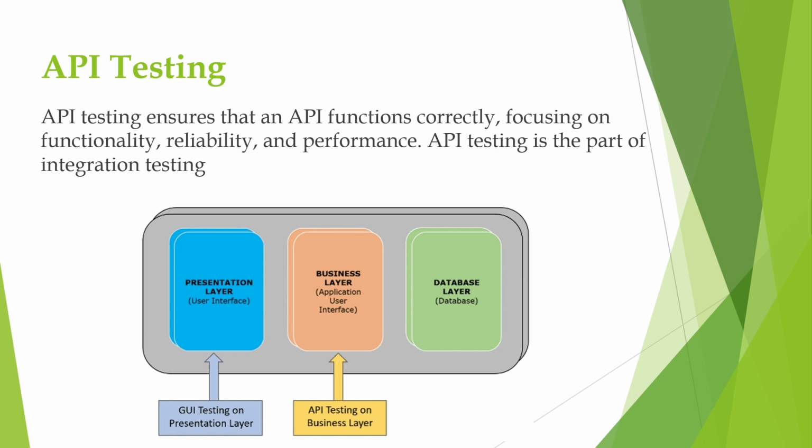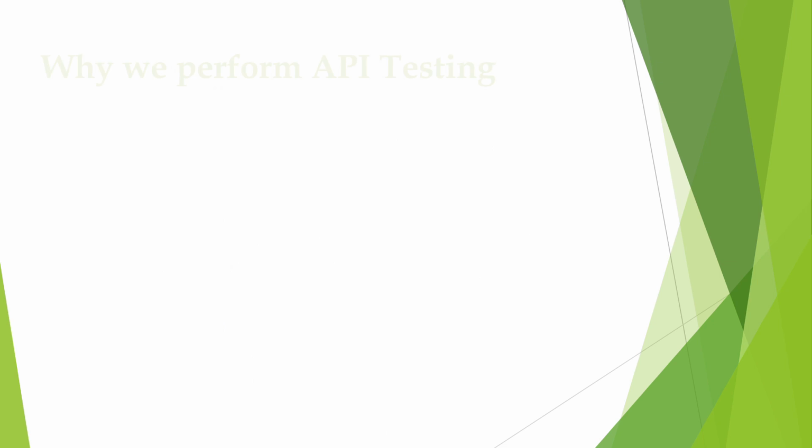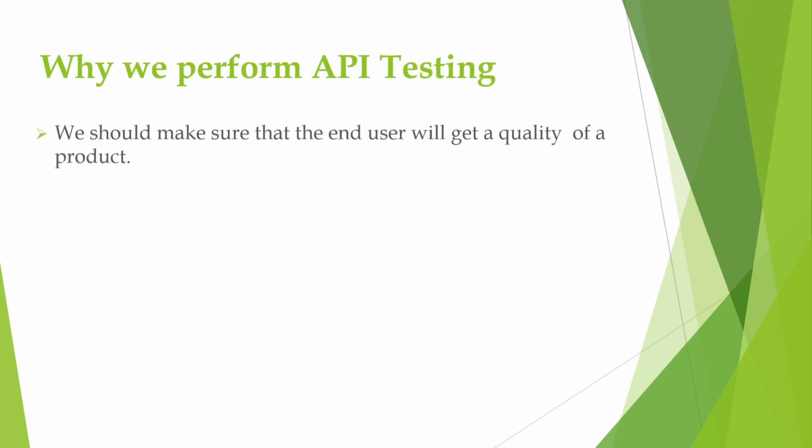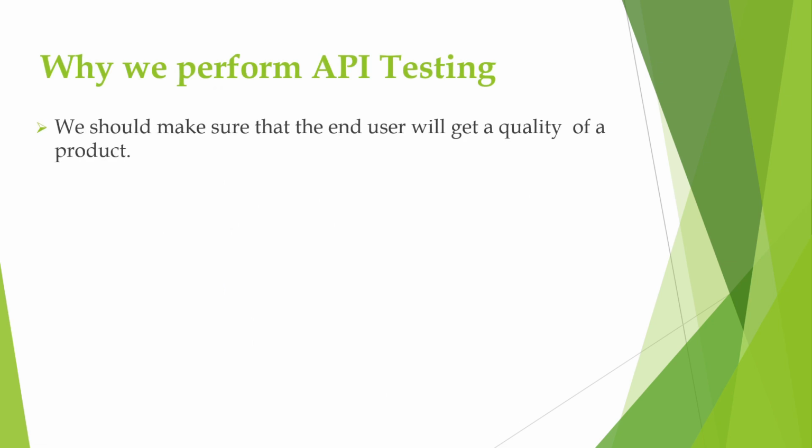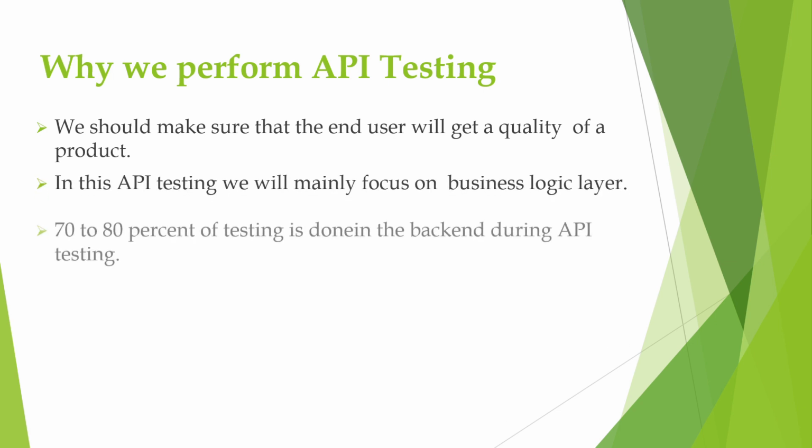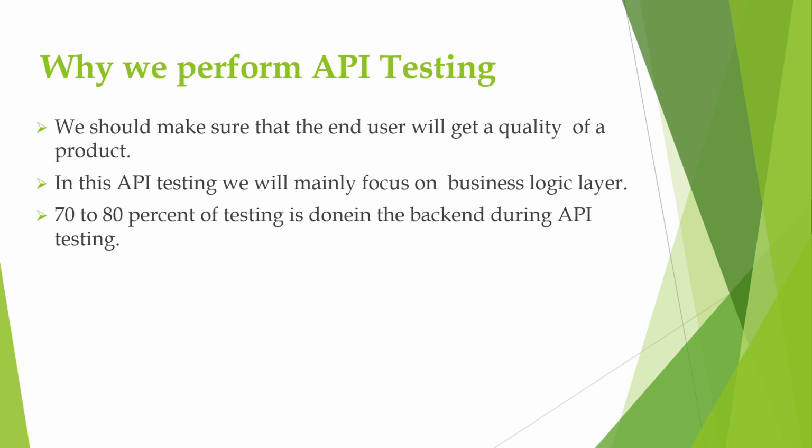Now, why do we need to do this API testing? It is an important type of testing performed by test engineers, wherein we represent the end user. So we need to make sure that the end user gets a good quality product. API testing is not like UI testing. It is completely different. As a test engineer, we will not be focusing on the look and feel of an application. We mainly focus on the business logic layer of the application.